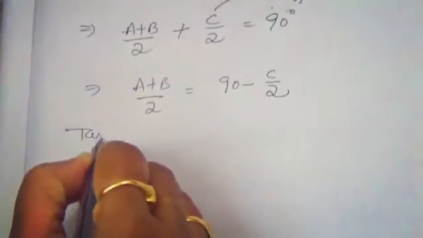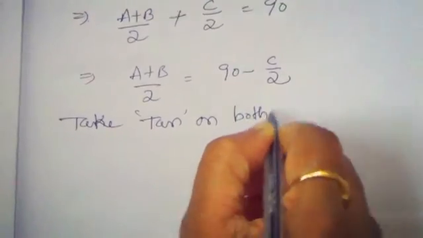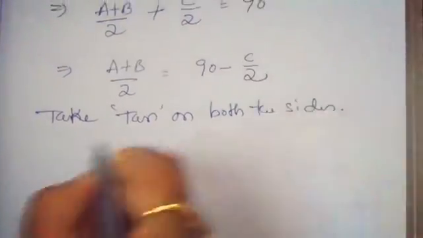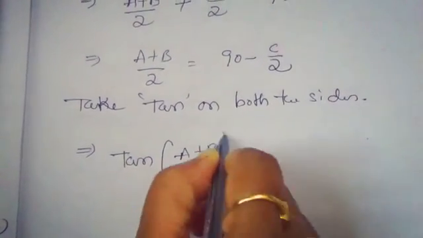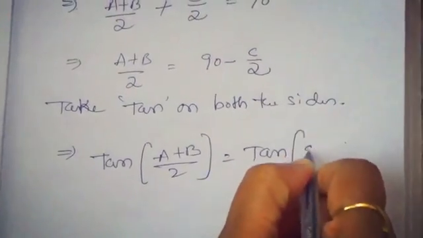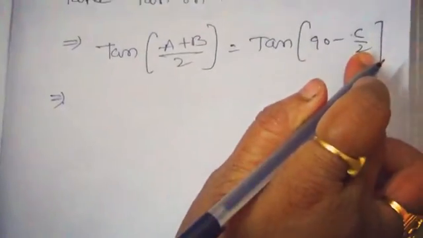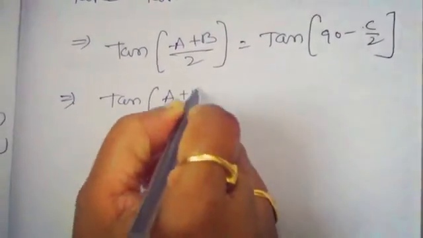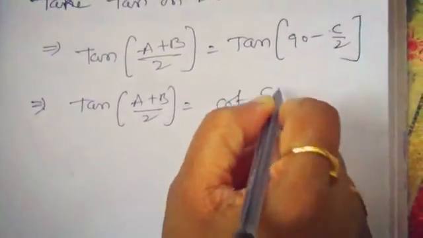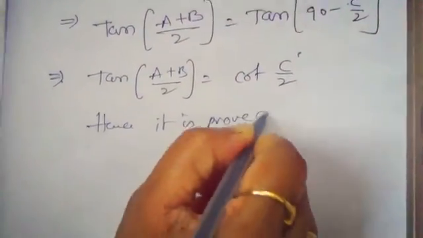Take tan on both the sides. Then you will get tan of (A plus B) by 2 is equal to tan of (90 minus C by 2). And we know that tan(90 minus theta) is equal to cot theta. So tan (A plus B) by 2 is equal to cot C by 2. Hence it is proved. That's it. This has to be proved for this sum.